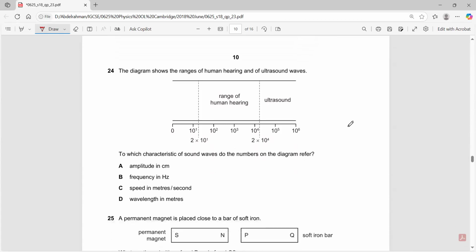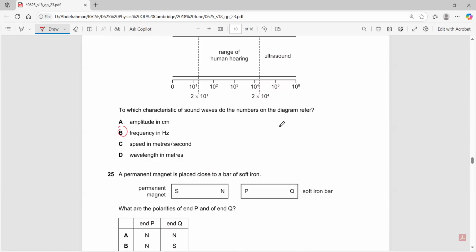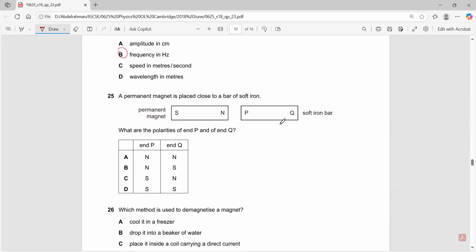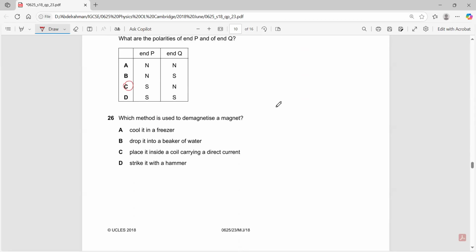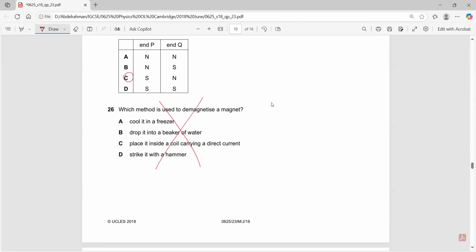The diagram shows ranges of human hearing and ultrasound. To which characteristic of sound waves do the numbers on the diagram refer? They definitely refer to the frequency. We can hear certain frequencies. NP and NQ. Hmm. Permanent magnet. This is a soft iron bar, so it will be attracted. This has to be a south pole, and this has to be a north pole. Demagnetization is cancelled. It's removed.